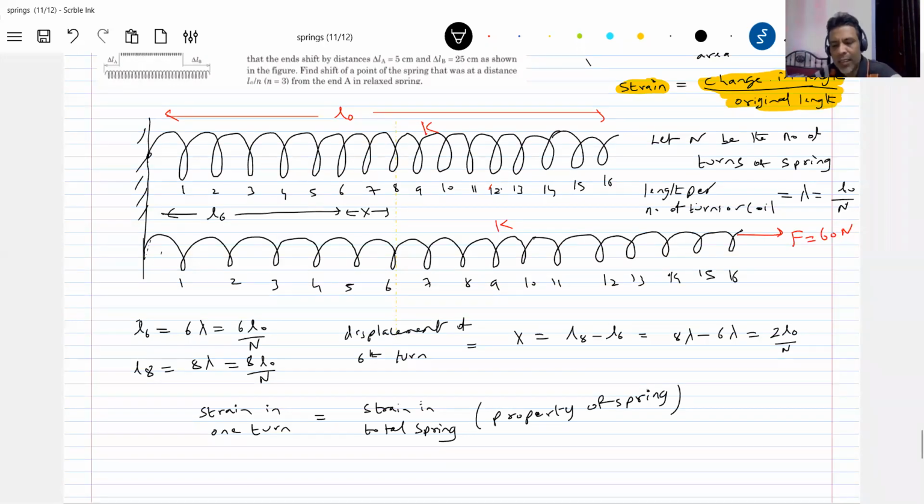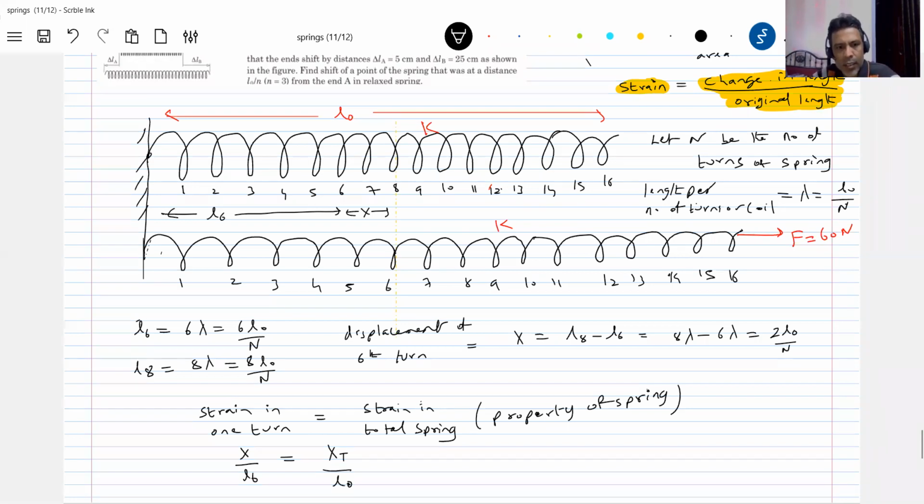So x by L6, shall I write? Strain in one turn, strain in the sixth turn, x by L6, should be equal to the strain in the total spring, total elongation, let it be XT. There should be XT, and the length is L naught.